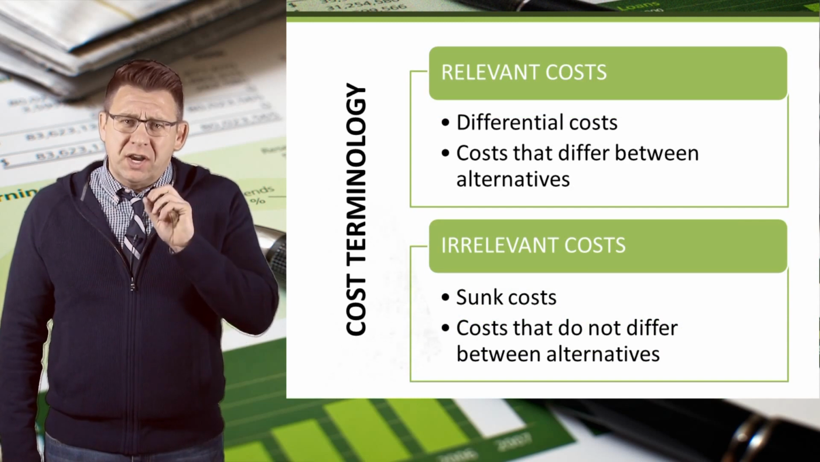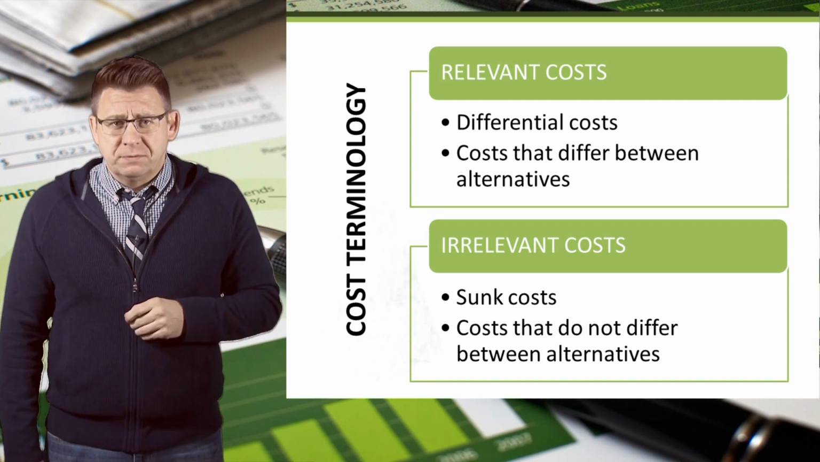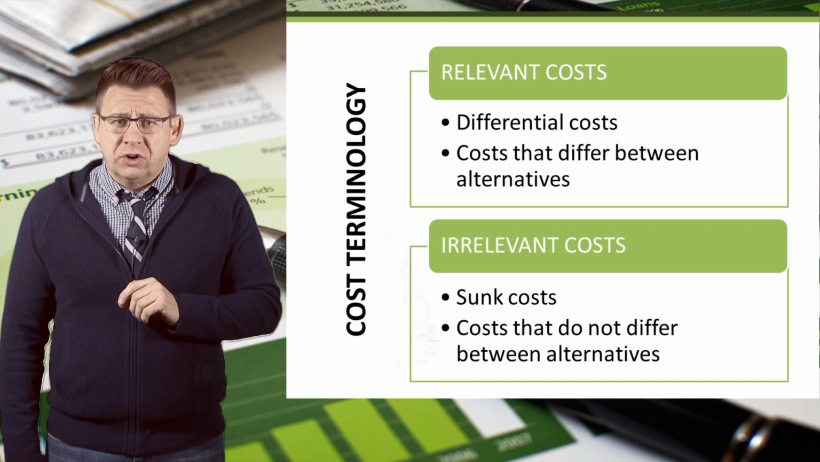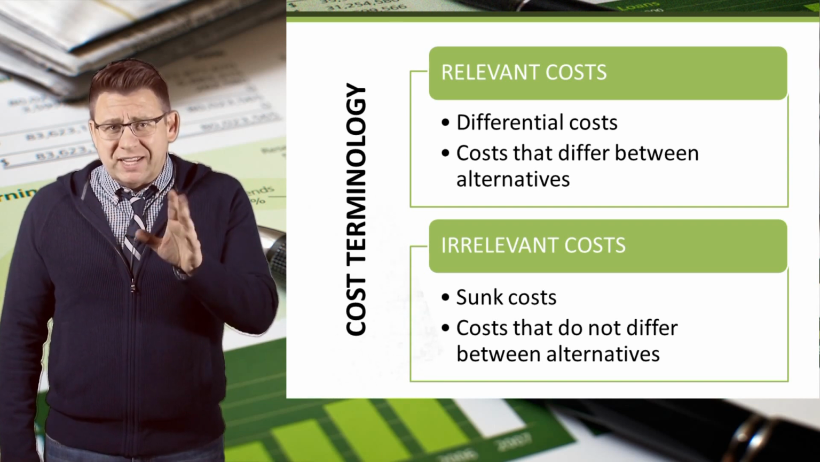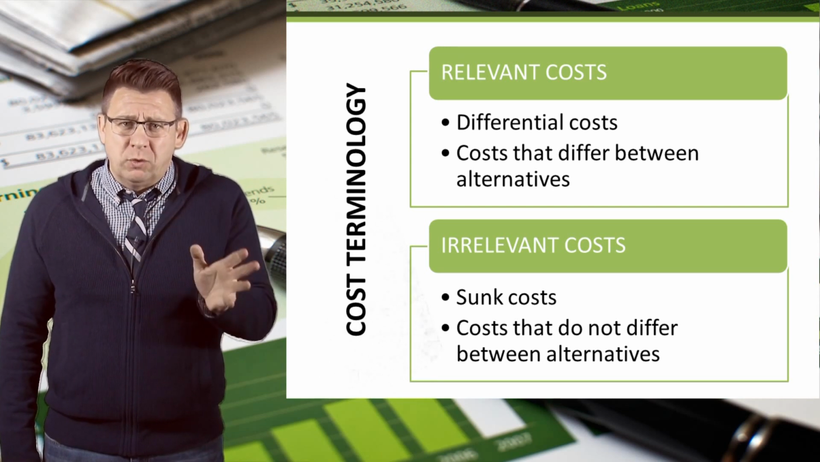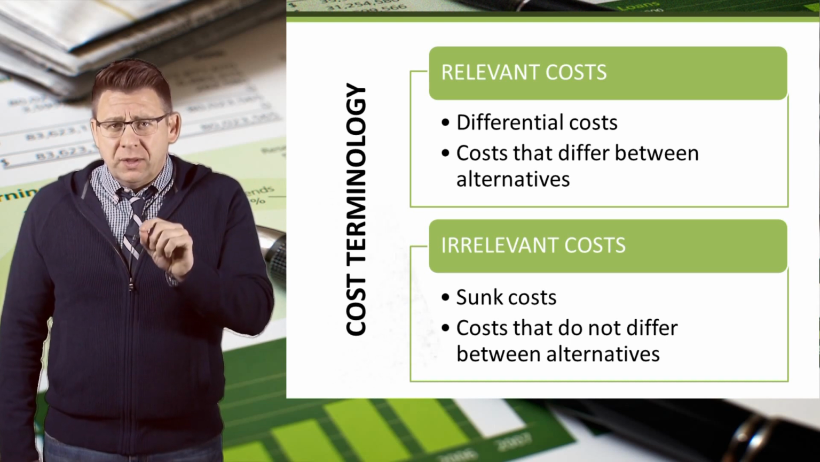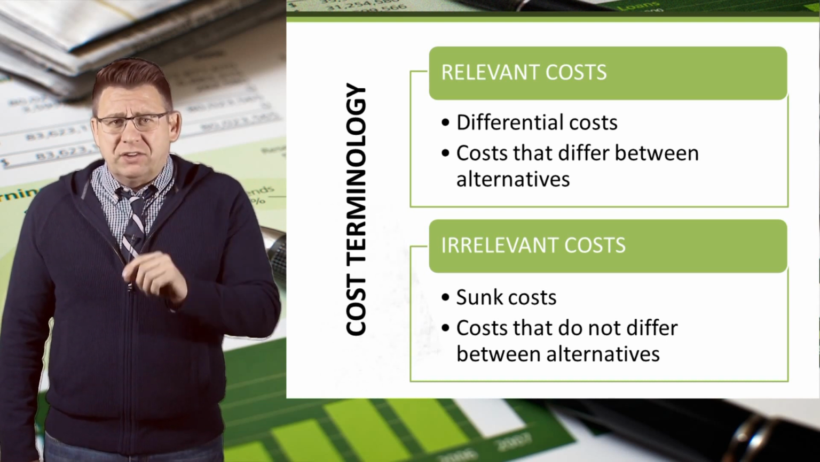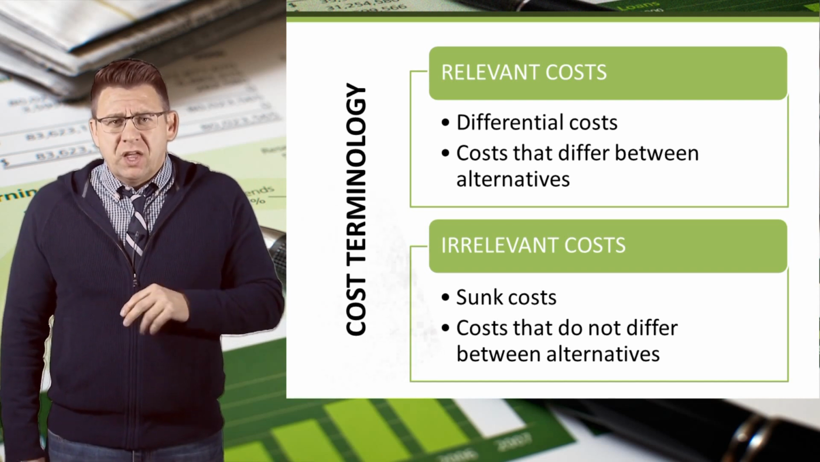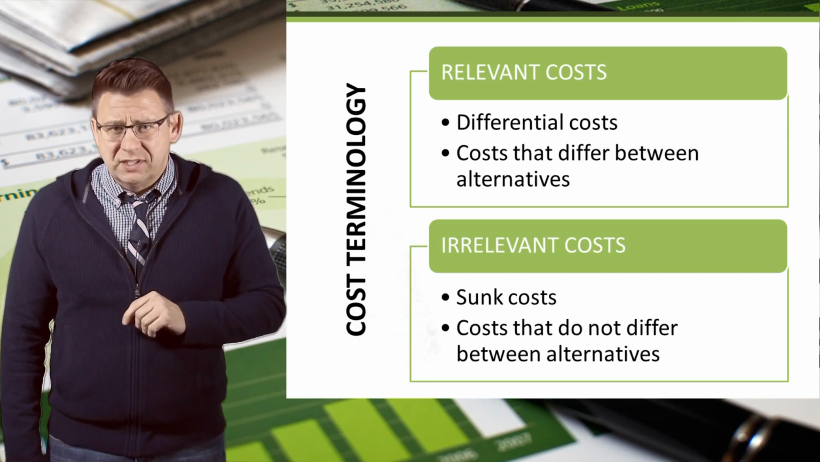Irrelevant costs are not important to decision making, but they are confusing to students. They are costs that do not differ between alternatives. Like, you've decided on a new car, but you can't decide between a red one or a blue one. Well, if the price is the same for both, it is then not relevant to your decision. Okay, that's pretty understandable. The irrelevant costs that are not so obvious are known as sunk costs.